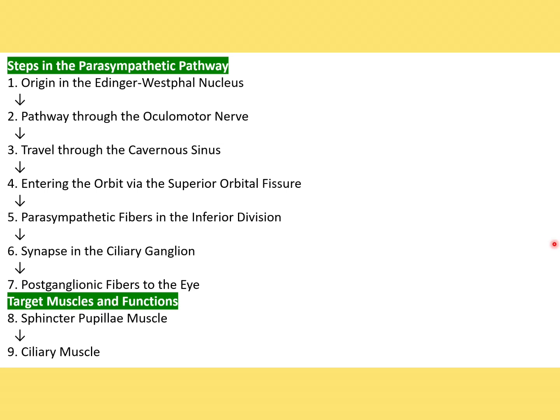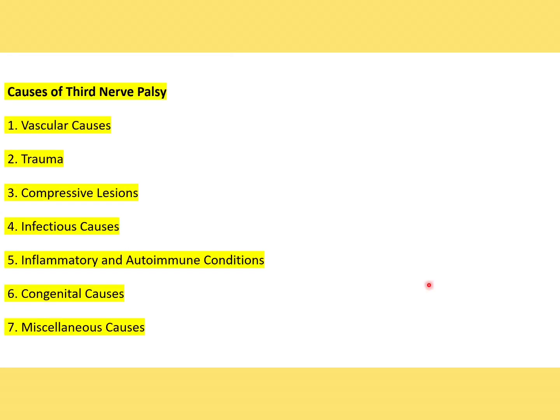So from this small discussion, we got the idea that the oculomotor nerve plays a very major role in controlling the extraocular movement of the eye, as well as the constriction of the pupil and accommodation. So if any damage happens to its pathway, then it leads to several conditions. Okay, that we will discuss in a later step. So first of all, let's discuss the causes of third nerve palsy. There are various causes.